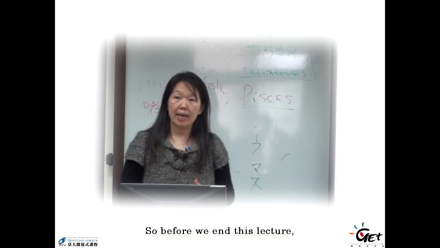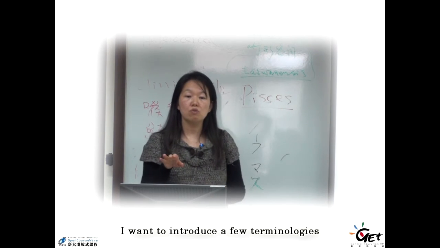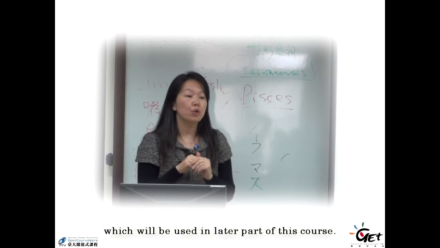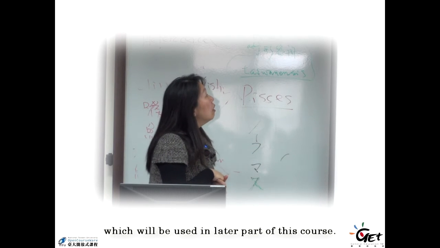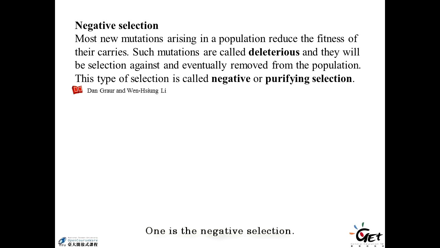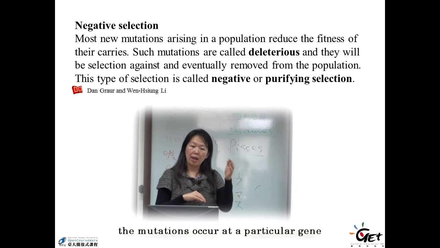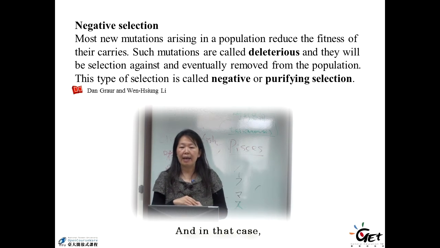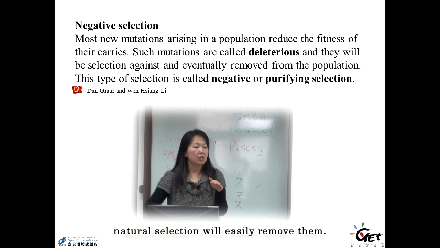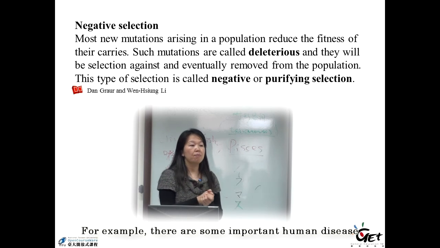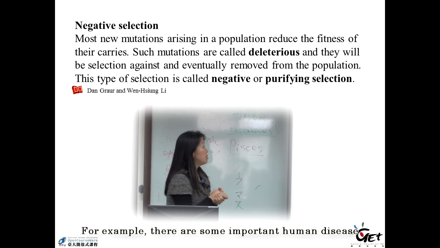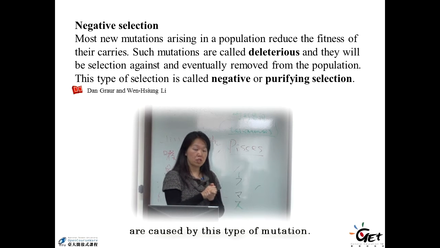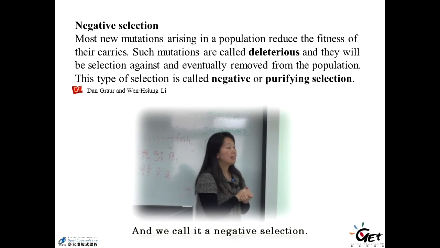Okay, so before we end this lecture, I want to introduce a few terminologies which are used in the later part of this course. One is negative selection. What we really mean is that mutations occurring at a particular gene cause a deleterious effect. In that case, natural selection will easily remove them. For example, some important human diseases are caused by this type of mutation, and we call it negative selection.